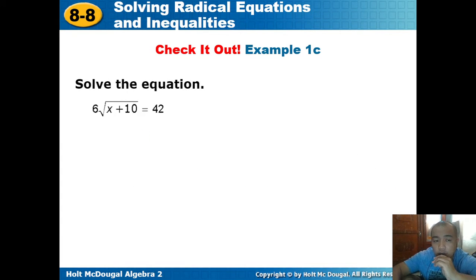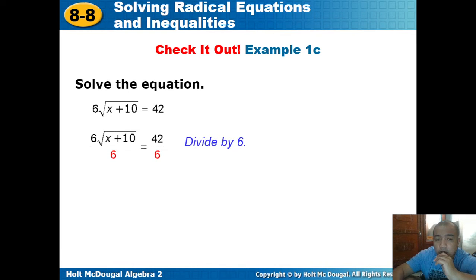Next, 6 times the square root of x plus 10 equals 42. Okay, first we divide both sides by 6. 42 divided by 6 is 7. Then you square both sides.